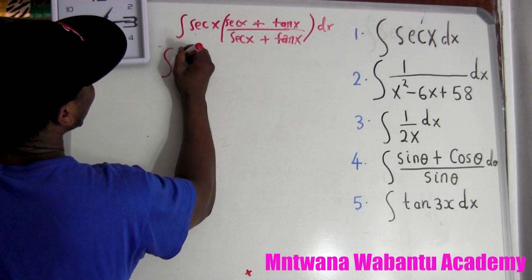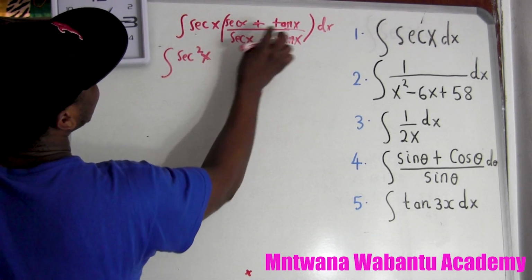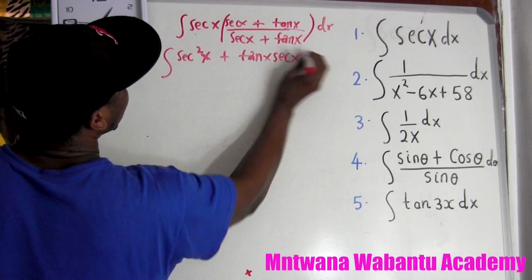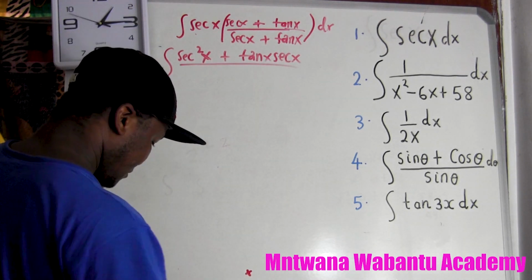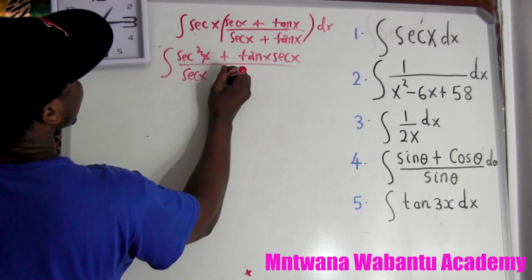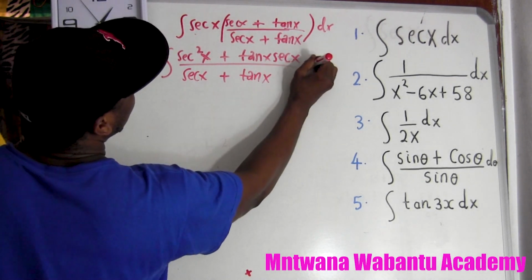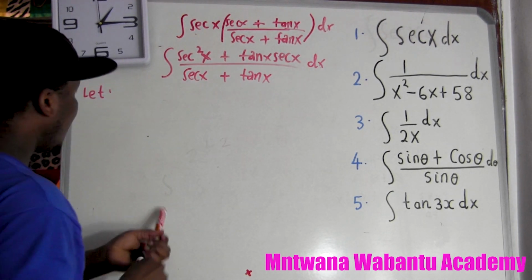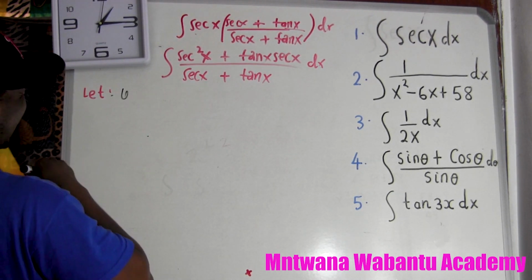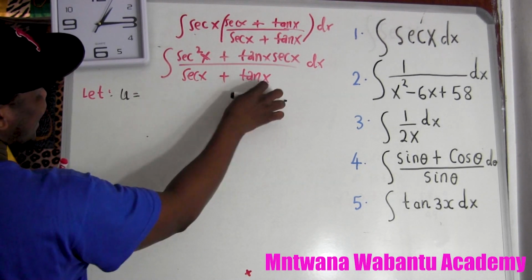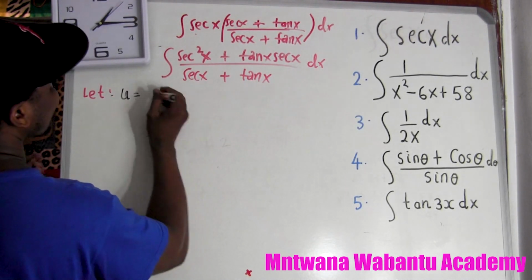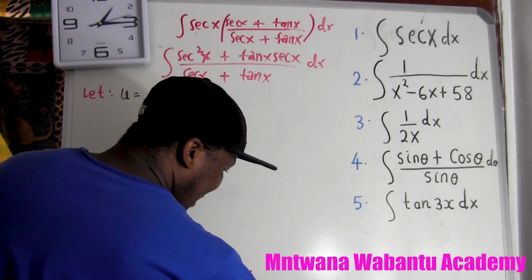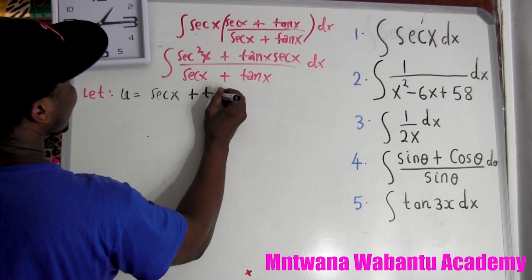Now we multiply that out. So it's going to be the integral of sec squared x plus sec x tan x, over sec x plus tan x, and then we have a dx. But look, I can let u equal to this denominator, sec x plus tan x, or you can say tan x plus sec x, whatever you want. Okay, so I'm going to say let u equal to sec x plus tan x.